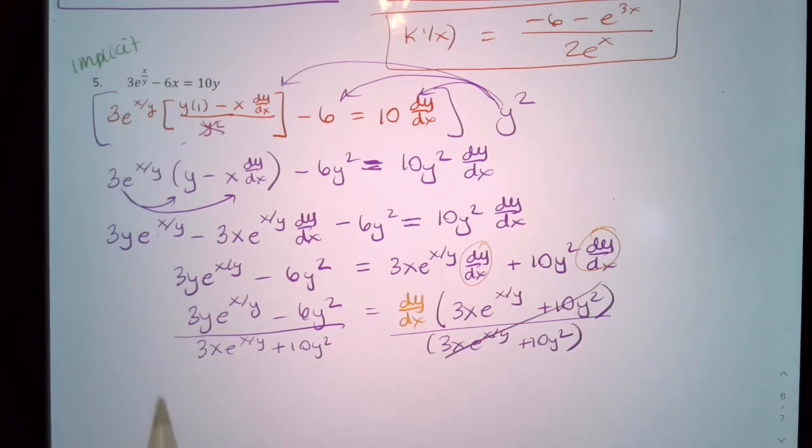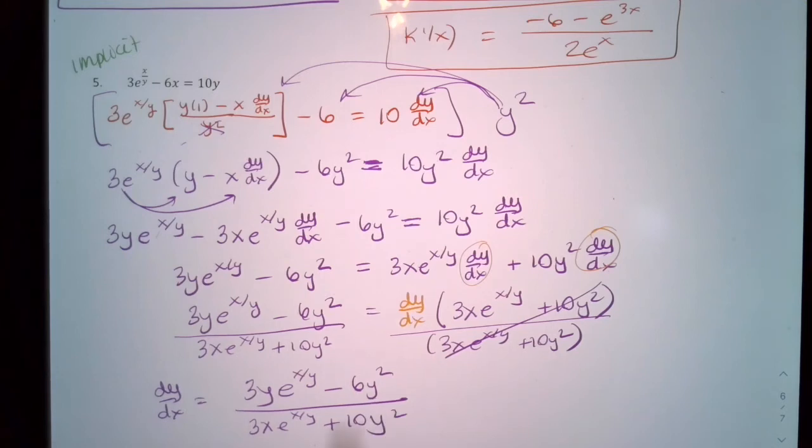So there it is. dy/dx happens to be equal to 3y e^(x/y) minus 6y squared, over 3x e^(x/y) plus 10y squared. So that is my derivative. And it is appropriate, it's okay to leave my derivative with the x's and y's jumbled, because once again, our original equation had x's and y's jumbled. So that's okay. This is implicit differentiation. That's naturally going to happen.